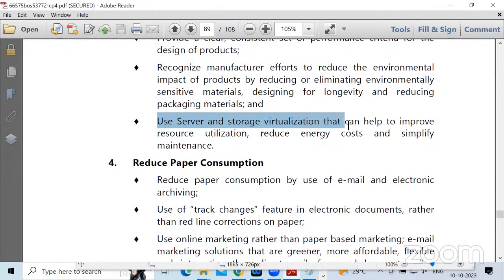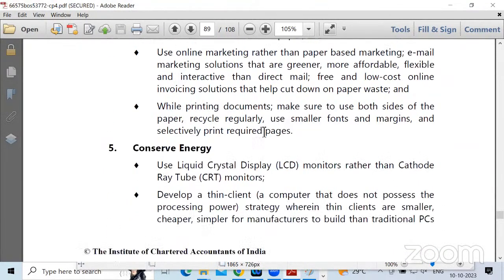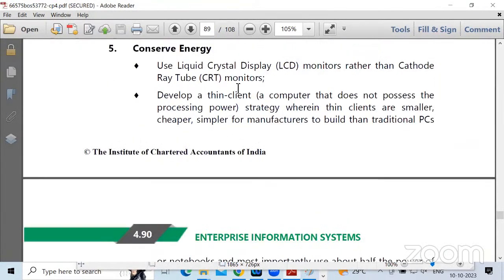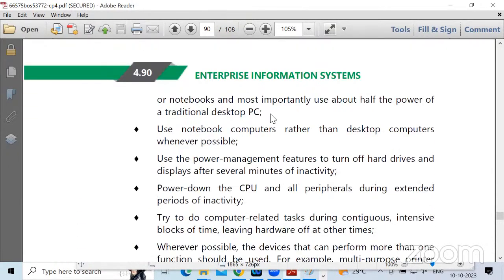Use server and storage virtualization that can help to improve resource utilization. Reduce paper consumption, conserve energy. Here they are mentioning that CRT computers, with cathode ray tubes, should not be used, whereas LCD can be used, which gives you less power consumption.